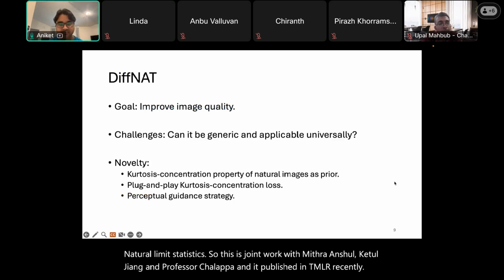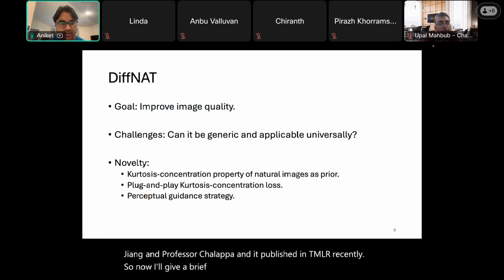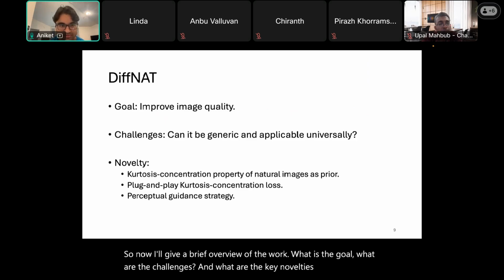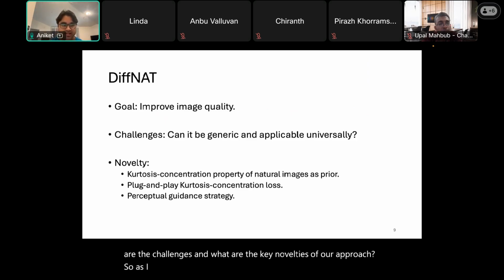So now I'll give a brief overview of the work. What is the goal? What are the challenges? And what are the key novelties of our approach? So as I mentioned already, the goal is to improve the image quality.